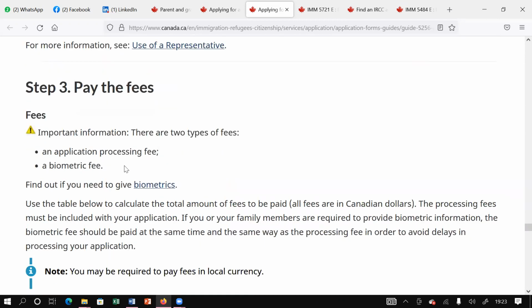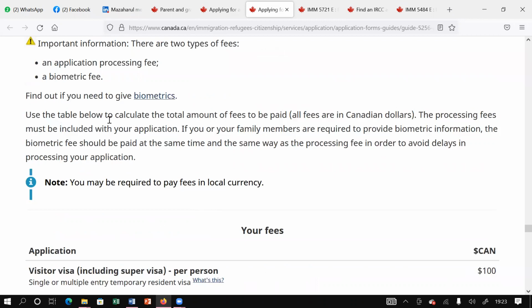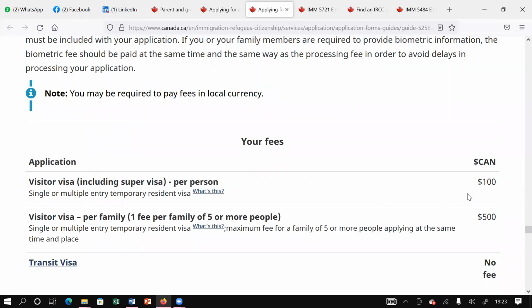After that, step 3 is pay the fees. There are two types of fees. One is application processing fee, and the second one is biometric fee. Use the table below to calculate the total amount of fees to be paid. Visitor visa is 100 Canadian dollars, including super visa per person. Visitor visa per family, one fee per family of 5 or more people. That will be 500 Canadian dollars.